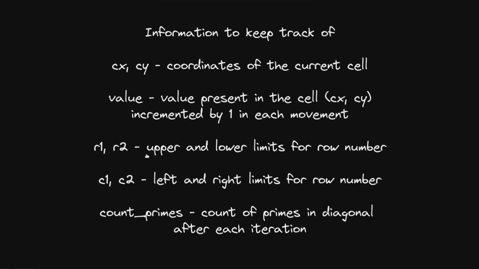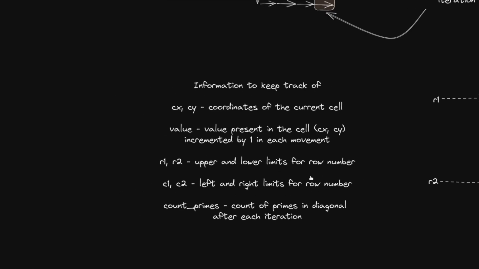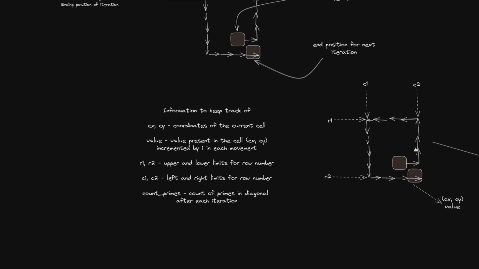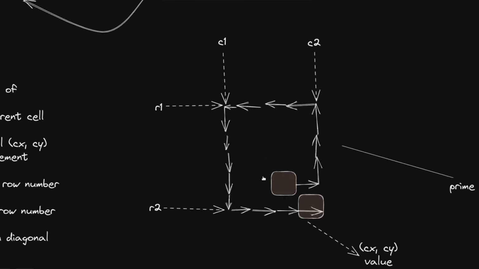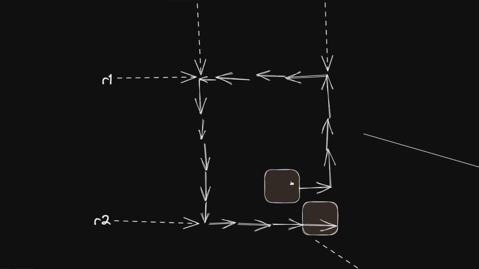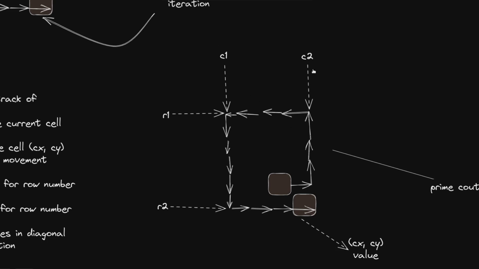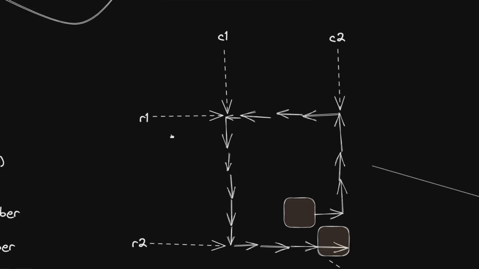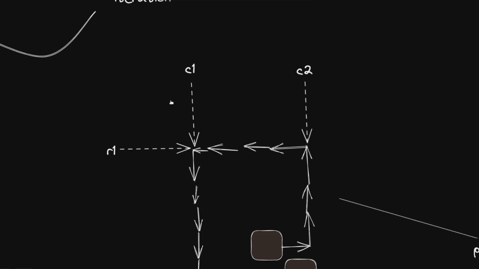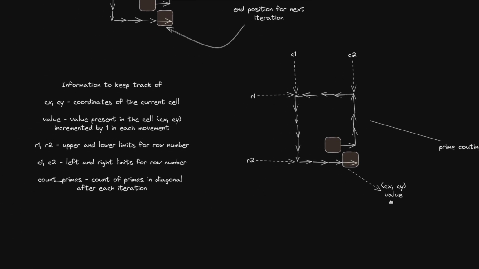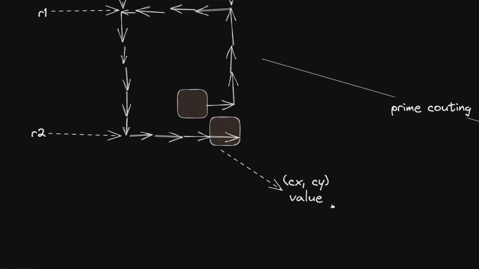Then R1 and R2 denote the upper and lower limits for the row number, and C1 and C2 the left and right limits for the column number. So here it should be column number. So let's also see what that denotes. So essentially we are going to start at Cx, which was the ending point of the previous iteration, simulate the same process, and we need to also know what are the boundaries until which we can perform these 4 directional movements. So essentially we are bounded by R1 and R2 for the row numbers and C1 and C2 for the column numbers.